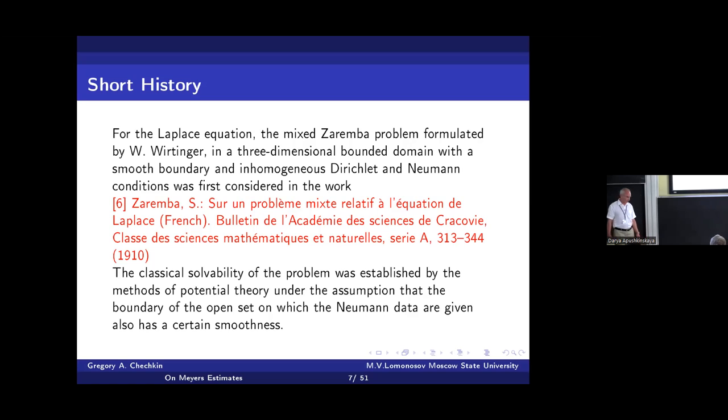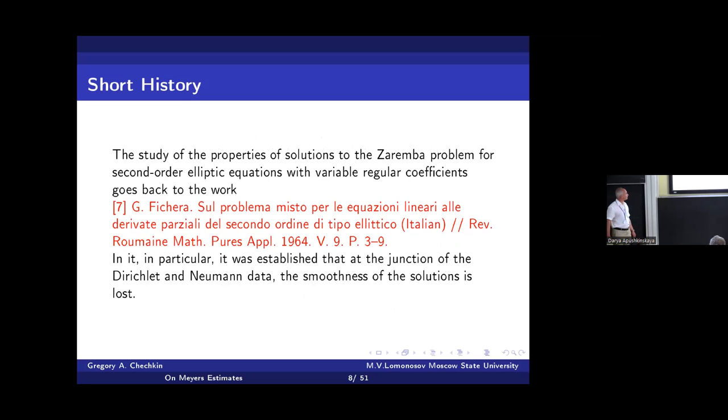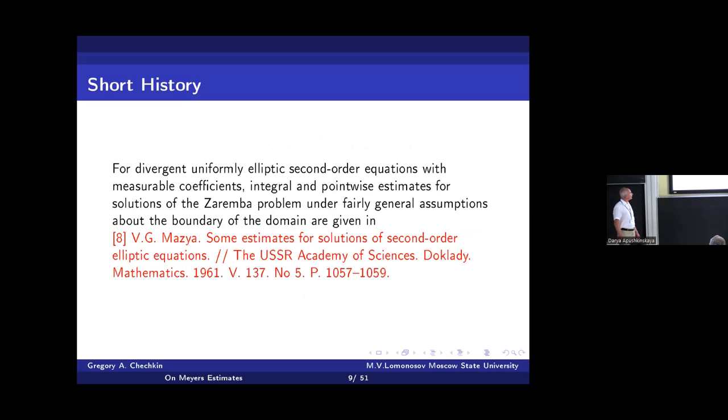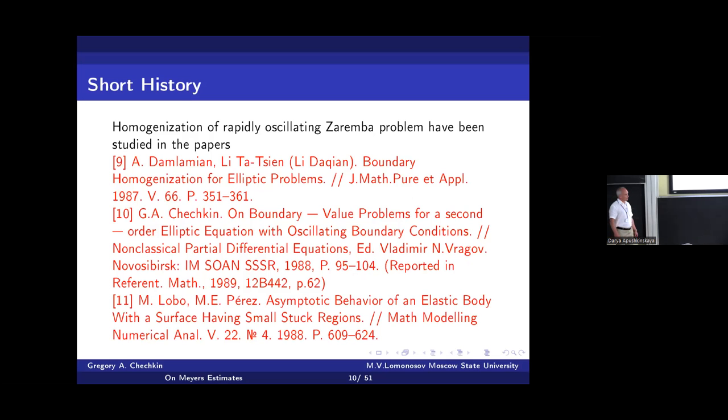So, for the Zaremba problem. Zaremba considered his problem in the paper of 1910. Then in Russian, you can find this paper, I think it was 1948 or something like that, in Matematicheskii Sbornik or Uspekhi. He considered this problem. Then Fichera proved that at the junction of the Dirichlet-Neumann data, the smoothness of the solution is lost. In the general case, such problems were considered by Vladimir Valerievich Mazya. I want to mention this paper in Doklady, it's a short paper.